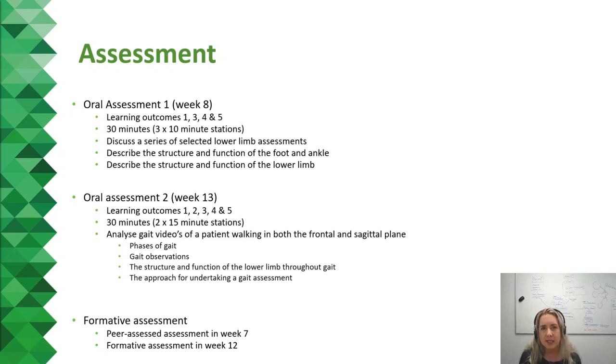Both of your oral assessments will be conducted via Microsoft Teams, so it will be done live online, so you can do this via distance. This course will also include 2 formative assessments for you to gain some feedback. So your first formative session will be held in week 7 at the end of your block course, and this will be peer assessed. Your second formative assessment will be in week 12, and we'll do this via distance.